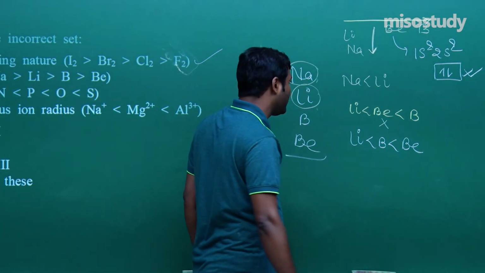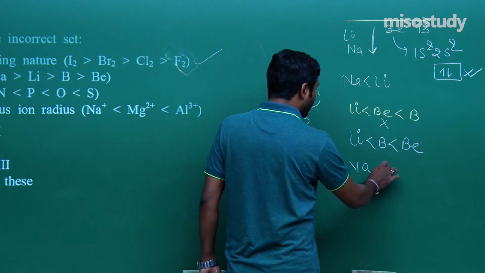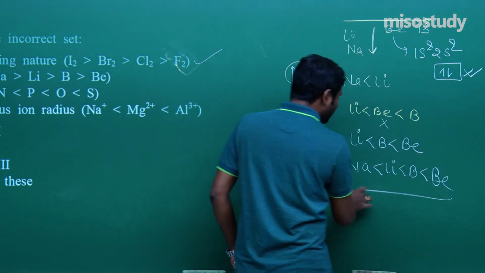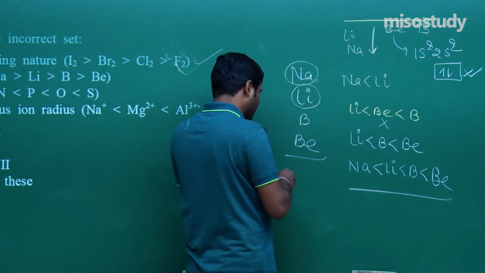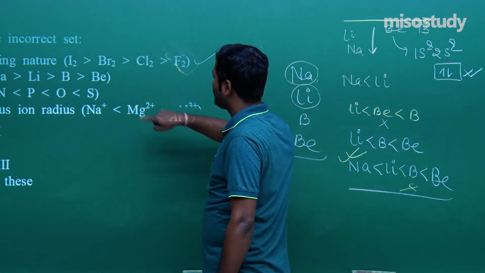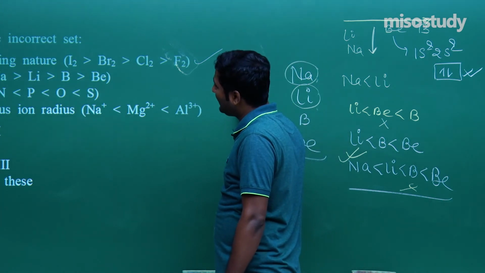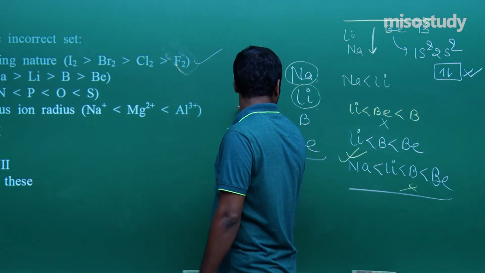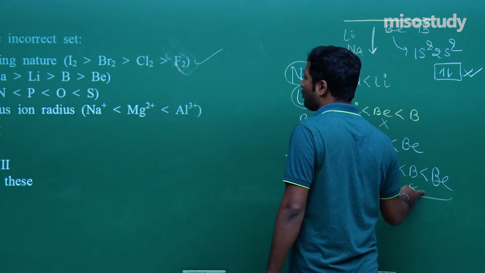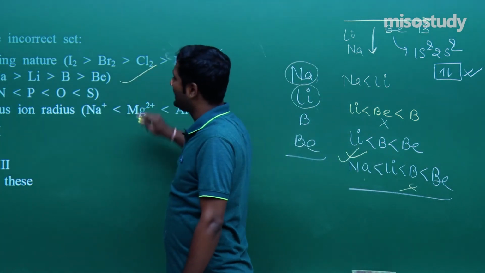And the final order, it's very simple. The final order is sodium, then lithium, then boron, then beryllium. I think now you can easily solve such questions. This is the correct order. Now check out the given set: sodium, lithium, boron, and beryllium, in order of ionization energy. This is not the correct order, so this is also an incorrect set.